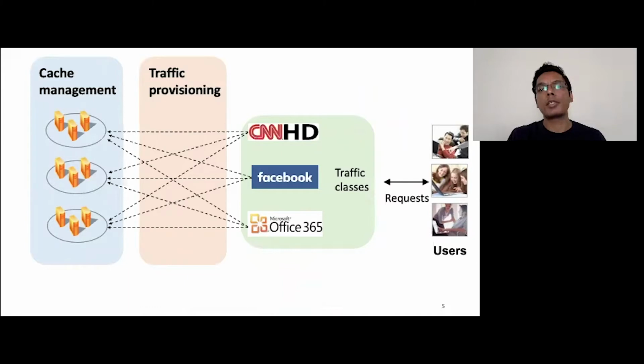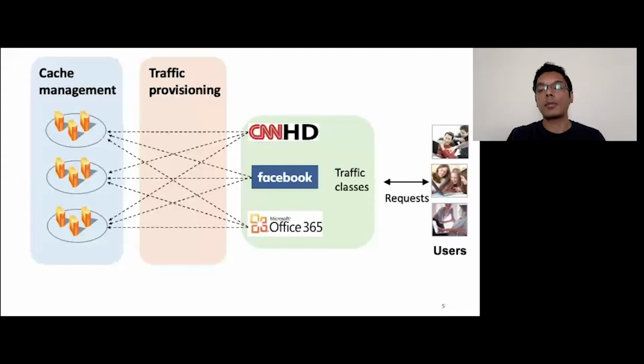CDNs have two important systems that work together to achieve high hit rates. They are the cache management system and the traffic provisioning system. When users request content, the requests are classified into traffic classes. A traffic class is a collection of domains from a single content provider that have content with similar caching characteristics and performance requirements. Splitting into traffic classes helps CDNs manage the scale of traffic. So for example, here, CNN videos could be one traffic class, Facebook images could be one traffic class, Microsoft downloads could be another traffic class, and so on.